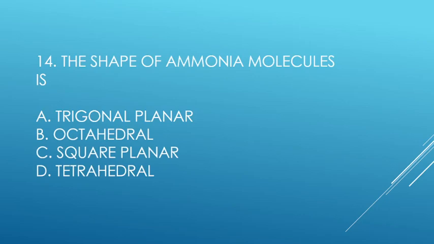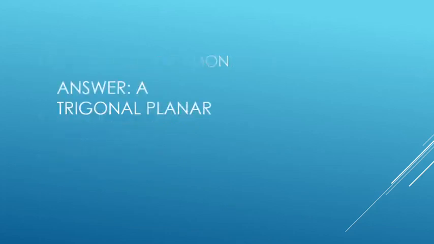Question number 14. The shape of ammonia molecules is A. Trigonal planar, B. Octahedral, C. Square planar, D. Tetrahedral. The answer is A, which is trigonal planar, because if you look at it, ammonia has the formula of NH3 and the hydrogen is 3, and if it's 3, that means you have 3 sides, and the 3 sides means it's in form of a triangle, which is trigonal planar.